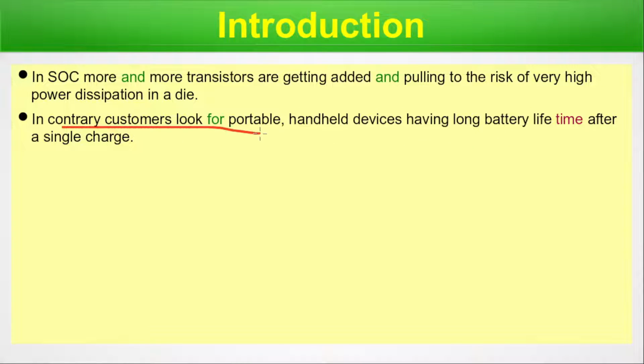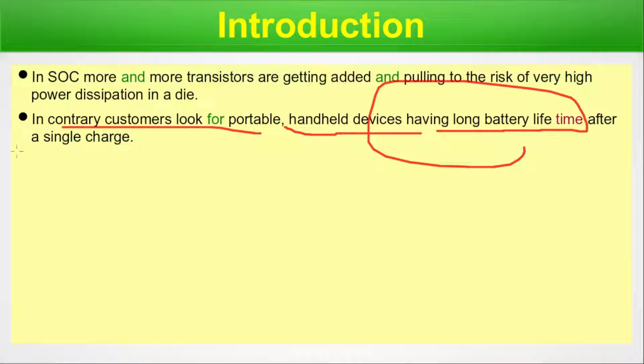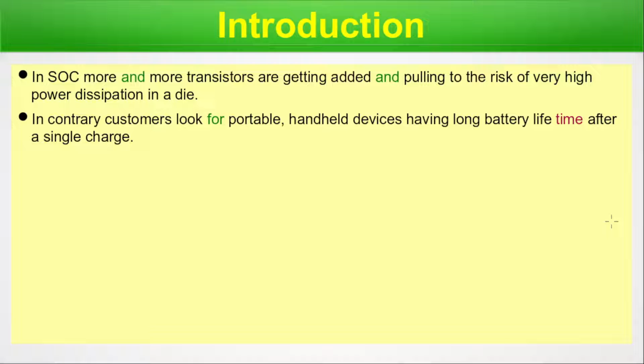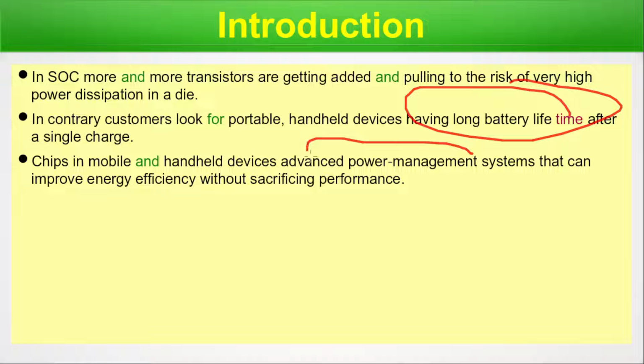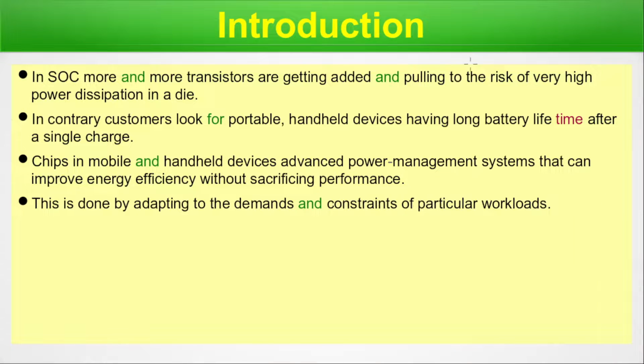On the contrary, customers look for portable handheld devices having long battery life after a single charge. You are quite familiar with this kind of handheld devices like your smartphone, PDAs, etc. Chips in mobile and handheld devices need advanced power management systems that can improve efficiency without sacrificing performance. So to meet the target that battery life should be higher, we have power management systems inside the chip. This is done by adapting to the demands and constraints of particular workloads.